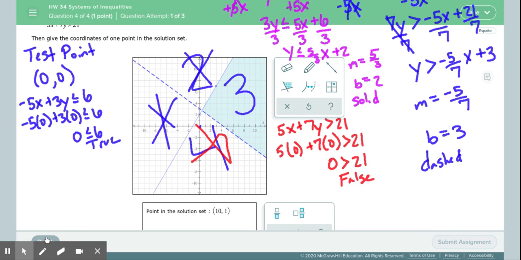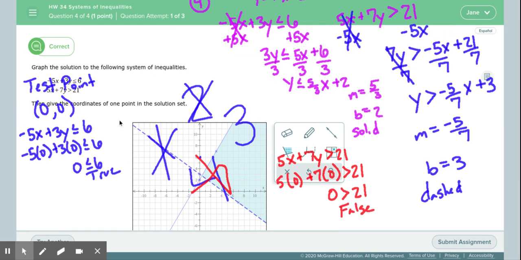All right, now I'm going to check my work and hope that I get this one right. And it tells me that I'm correct, which means that, yes, I have finished all of this. If I would have missed something, I would have gone back and corrected my work. All right, but now I'm finished with this homework assignment, which means that I'm finished with all of the regular homework assignments for the first semester of Algebra 1. Congratulations.